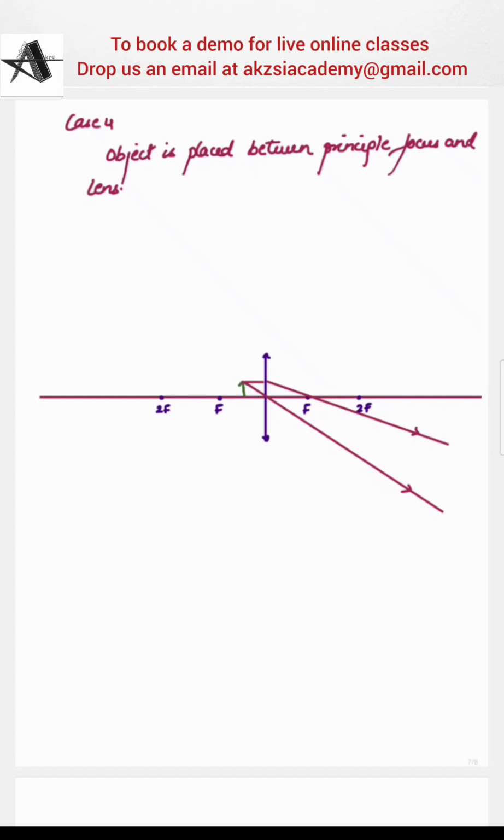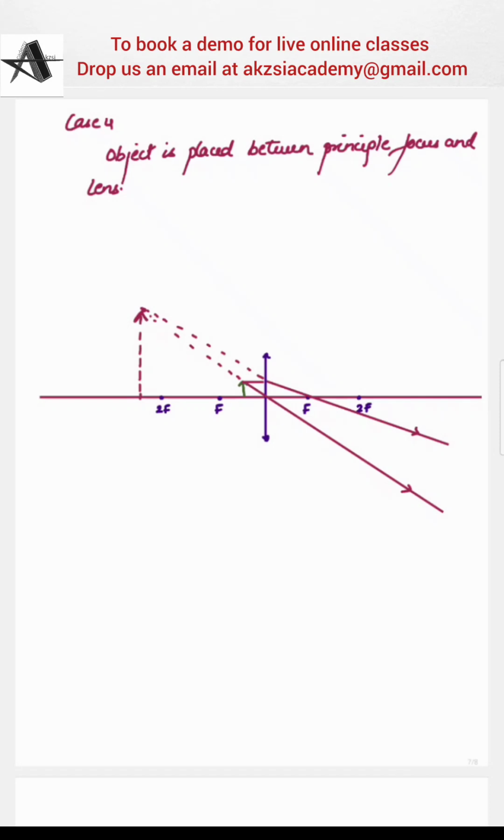They cannot meet. There is a concept of virtual image comes where the image never forms by the actual meeting of the rays, but it appears that they are meeting at some point. So you just need to trace them backwards. Here, and they will meet somewhere here, and here your virtual image will be formed. This is your virtual image which will be formed on the same side of the lens.